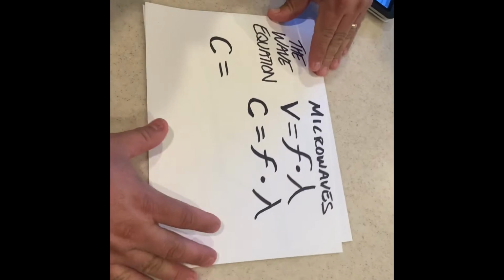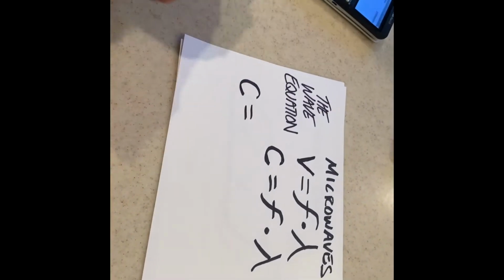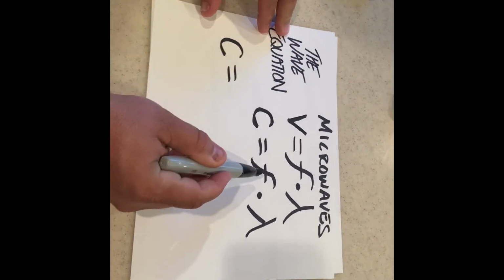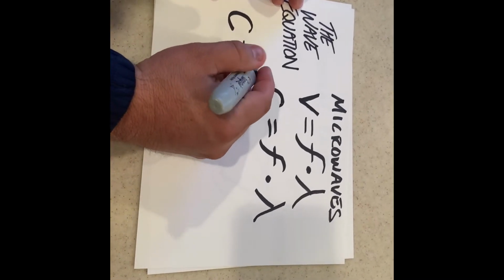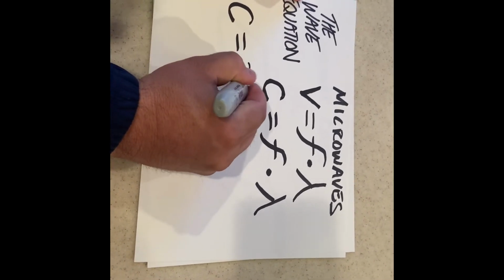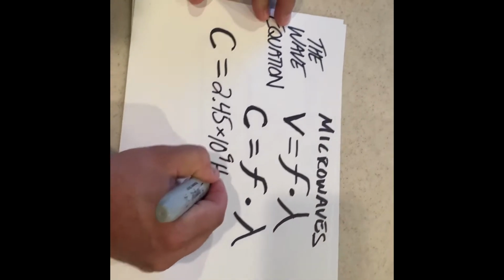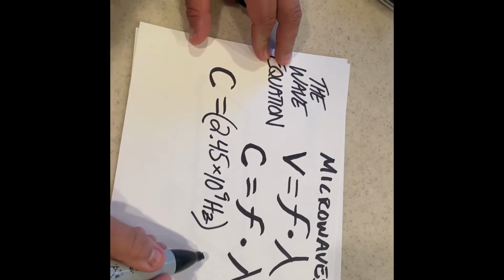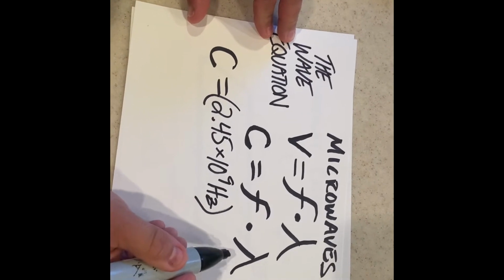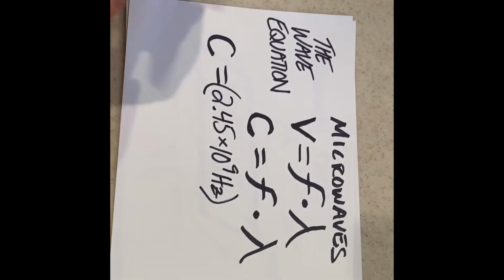Now, we come back to this paper, and we can go ahead and put that in. Speed of light is frequency times wavelength. So we can go ahead and put in 2.45 times 10 to the 9th hertz. But how are we going to find the wavelength here? Well, that's what we're going to do next.